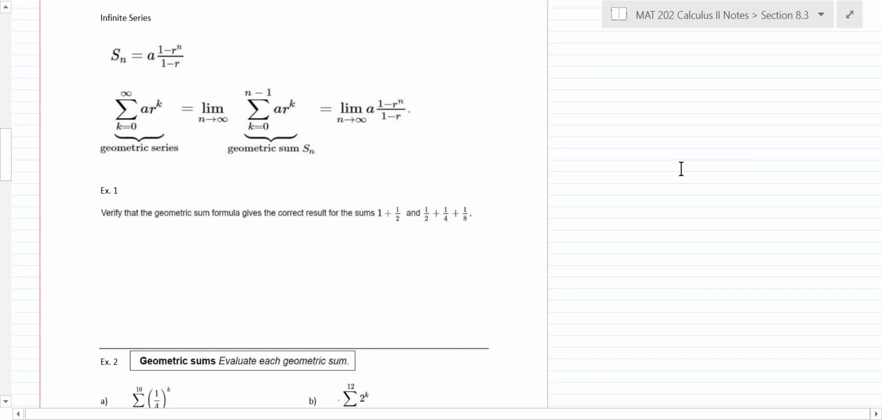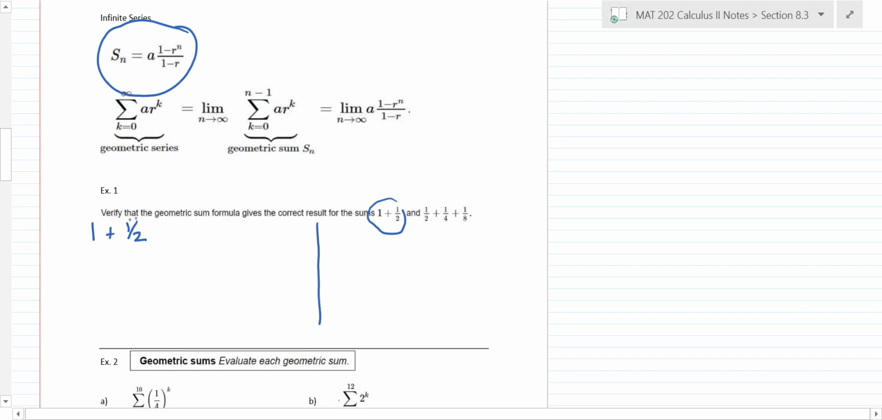So we're going to verify a couple of sums on this then. Okay, like this. So basically, let's verify this right here using this formula. This is a geometric sequence. So let's go ahead and work with 1 plus a half. I'm just going to verify that the formula that I just gave you works.